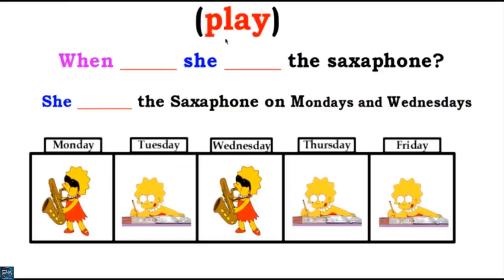Okay, one more with the verb play. For example, when does she play the saxophone? When does she play the saxophone? The answer is she plays the saxophone on Mondays and Wednesdays. Very good.